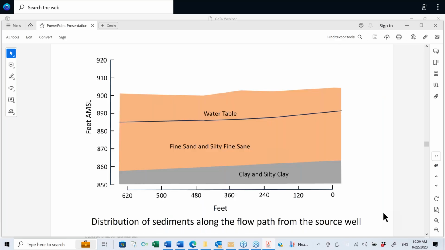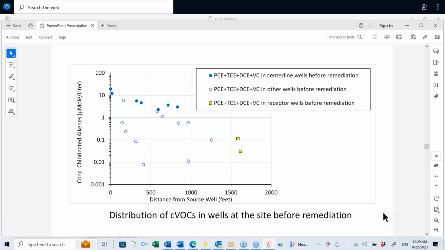It's just a simple fine sand aquifer on top of lacustrine clay, fairly simple geology. And so these are the data on the distribution of total chlorinated alkenes along the flow path. So the blue squares and symbols are the monitoring wells, and then the yellow squares are actual measurements in the private wells that were the receptor.